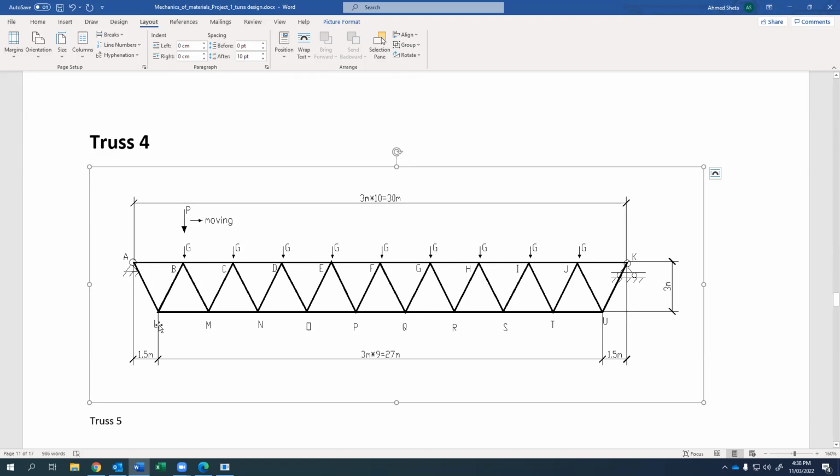So this is our truss, and please don't use the other trusses, otherwise your project may not be marked. So it's better to follow what we are saying and use truss 4. And I will give you 8 to 10 more minutes to form the groups.